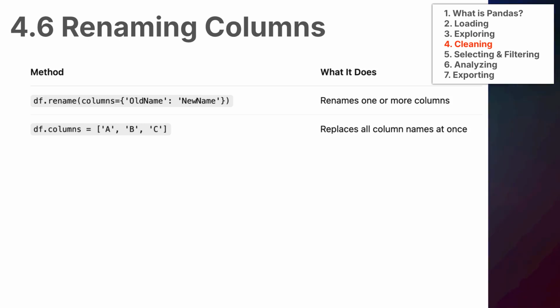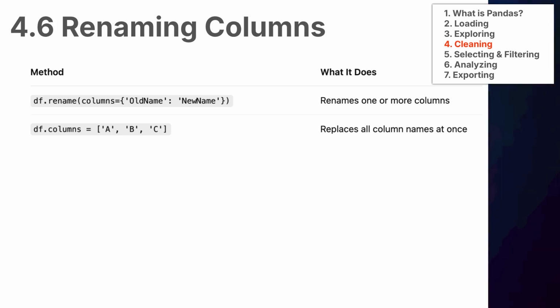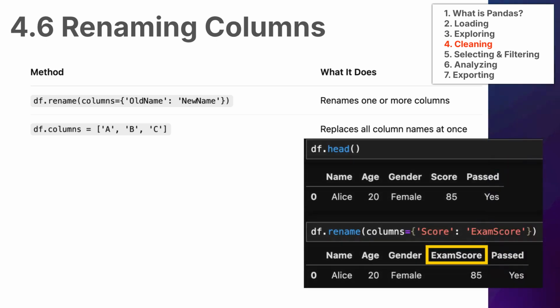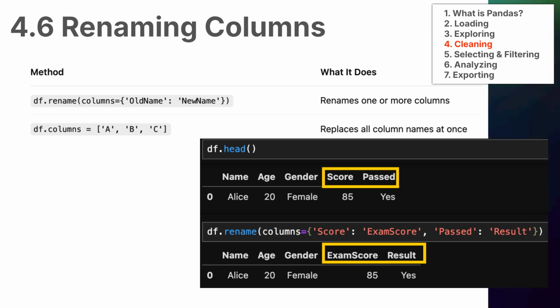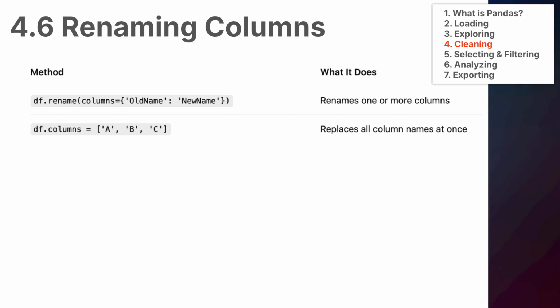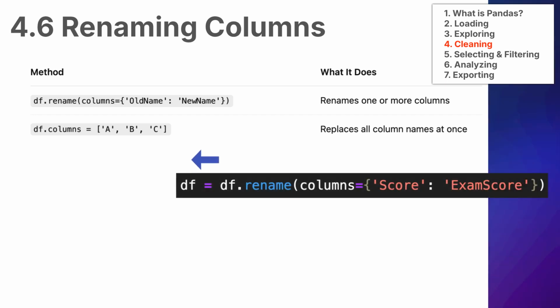6. Renaming columns. When working with data, you often want to make column names cleaner, shorter, or more meaningful. Pandas makes this super easy. First, the rename method. It renames one or more specific columns by passing a dictionary. In this case, old name score is replaced with new name exam score. Of course, you can rename multiple columns at once, too. Also, don't forget, to make the change permanent, assign it back.